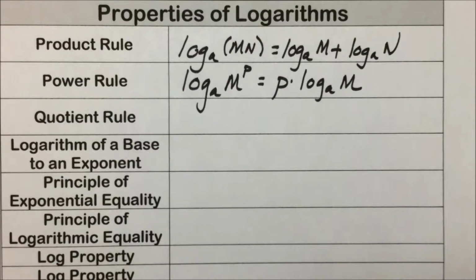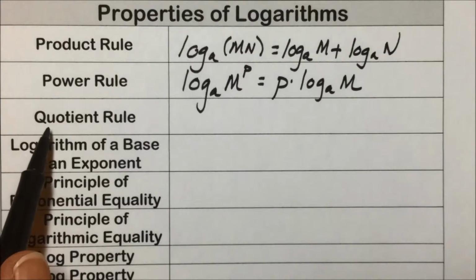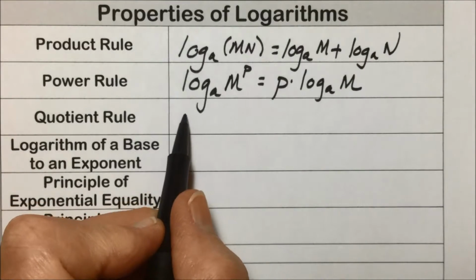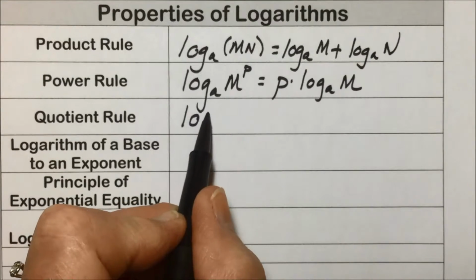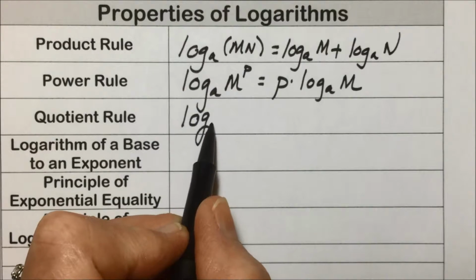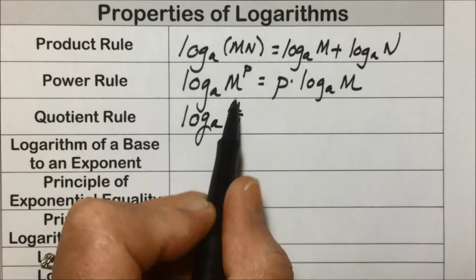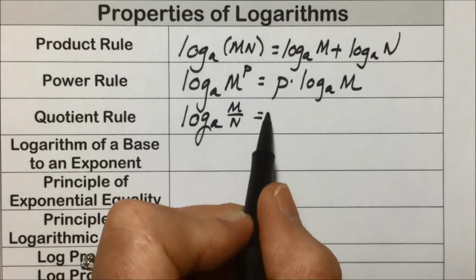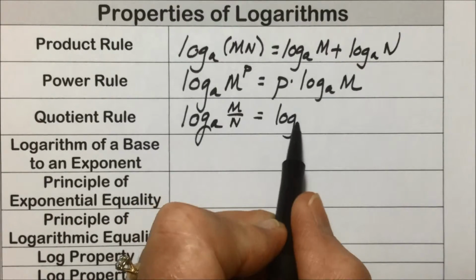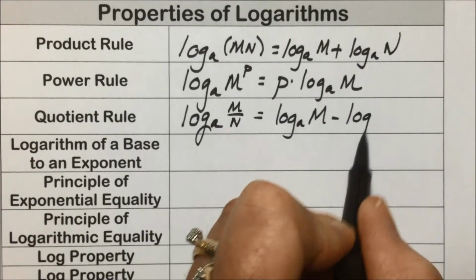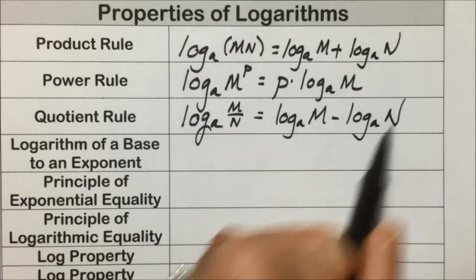The quotient rule for properties of logarithms has a similar basis from the exponents. When we have common bases divided, we subtract exponents, and you'll see a similarity here with the logarithmic quotient rule. If we have log base a of M over N, the quotient, it's equivalent to log base a of the numerator minus log base a of the denominator.